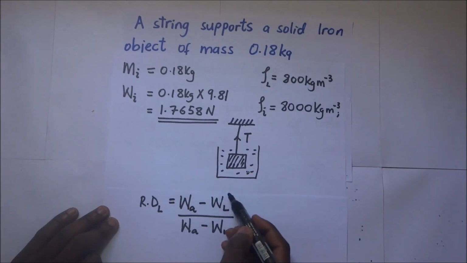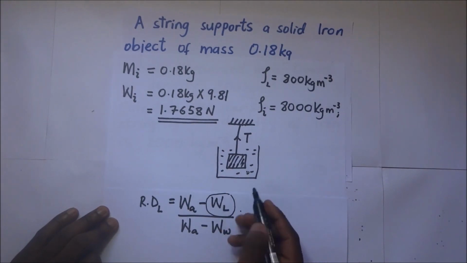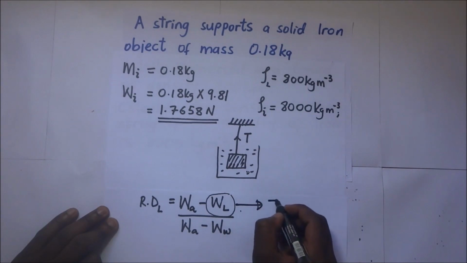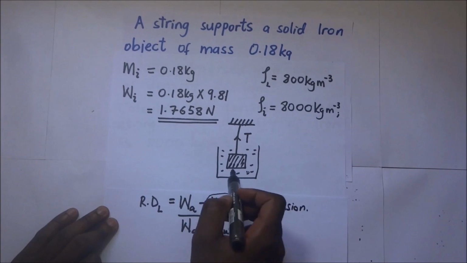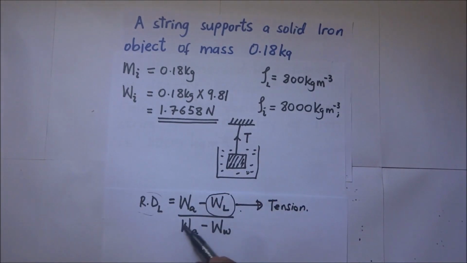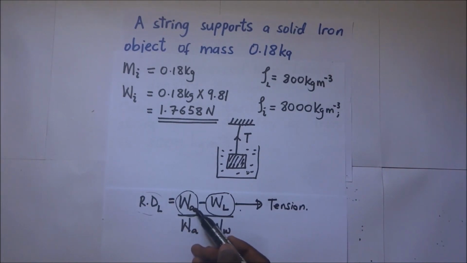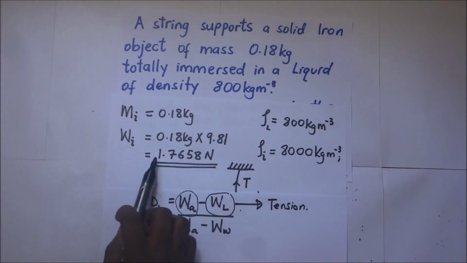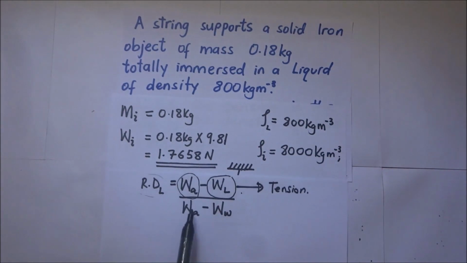So what we want here is this. We want to find the weight of this solid ion when it is in the liquid, and this weight is equivalent to the tension that is experienced by this string when it is in the liquid. So we need to find the rest of these parameters. We shall begin with the weight of this solid ion in air. The weight of the solid ion in air, we got it here as 1.7658 newtons. So we already have that weight in air. Let's go ahead and find the relative density of the liquid.